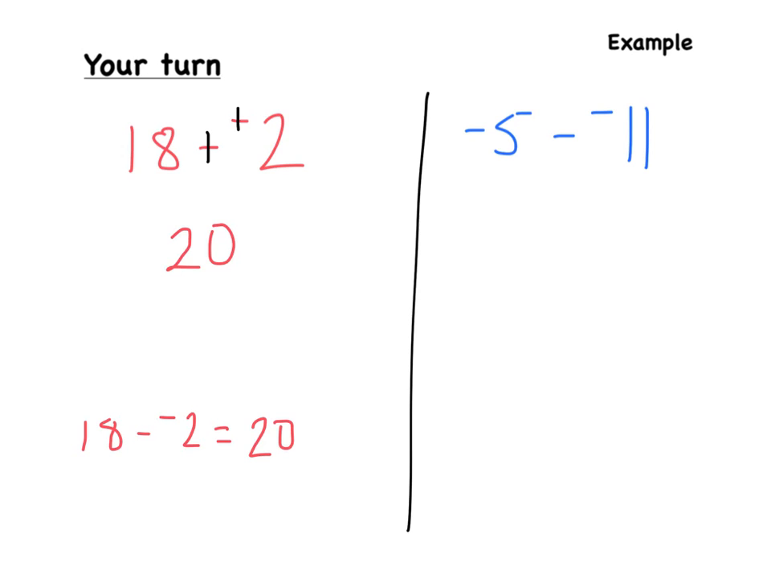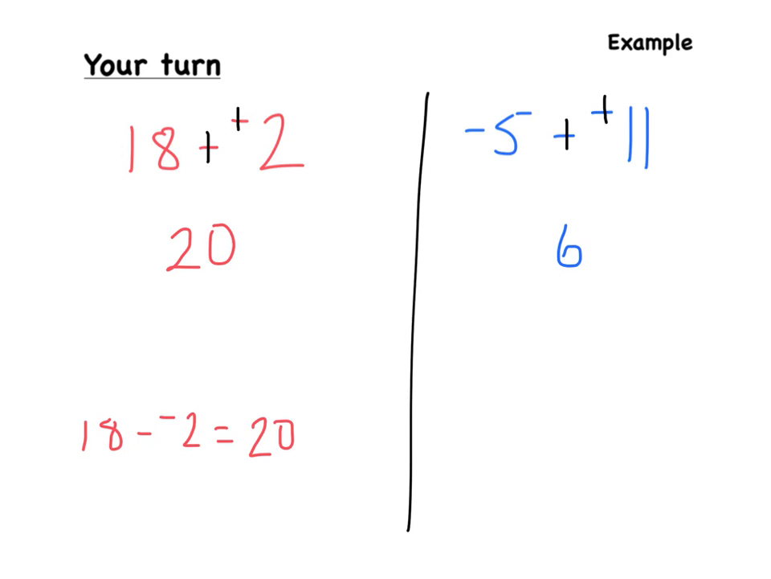Alright, let's look at the second one. We have a negative 5 minus a negative 11. So we add the opposite. We're adding the opposite on the second number. So now we have a negative 5 plus a positive 11. Now remember, when we're adding two numbers with different signs, we have a negative 5 and a positive 11, the first thing you do is find the difference between the two, which is 6.